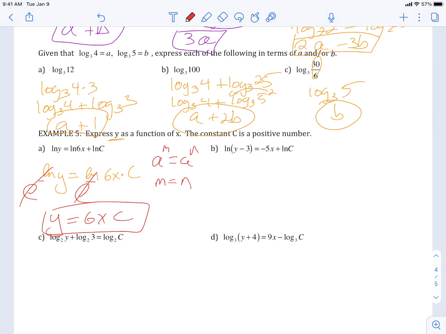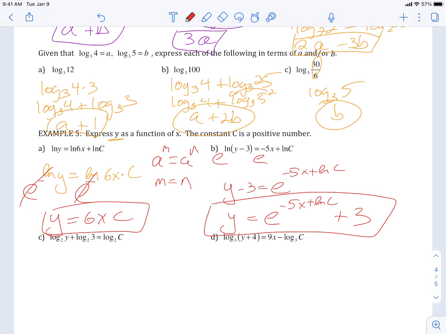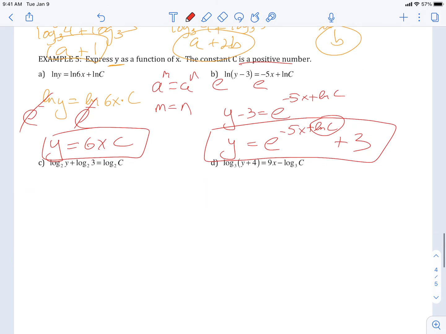Or, for example, for b, if I just raise both sides to e here, technically I could get y by itself by saying y minus 3 is equal to e to the negative 5x plus the natural log of c, and just add 3 to both sides. And I've done the task by getting y by itself. And the natural log of c, that said c is a positive number, so this is just a number. I know it looks weird, but that's just a number.